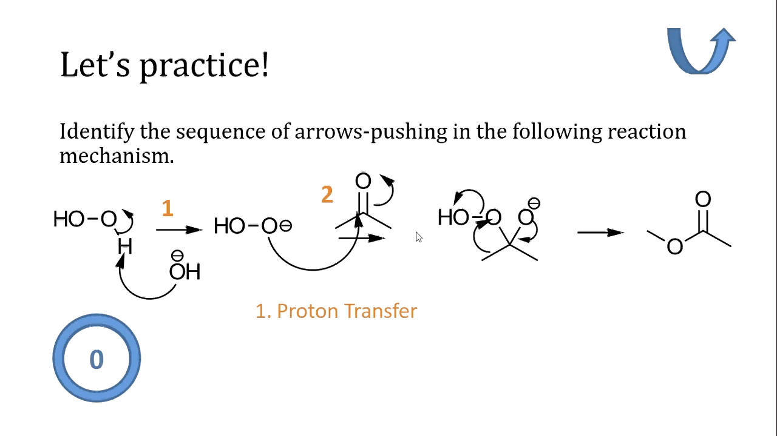The second step involves a lone pair on oxygen reaching out to form a new bond at a carbon and a pair of electrons in a carbon-oxygen pi bond being used to form a new lone pair on the oxygen atom. This is a nucleophilic attack step. Usually nucleophilic attack steps involve the formation of new covalent bonds.